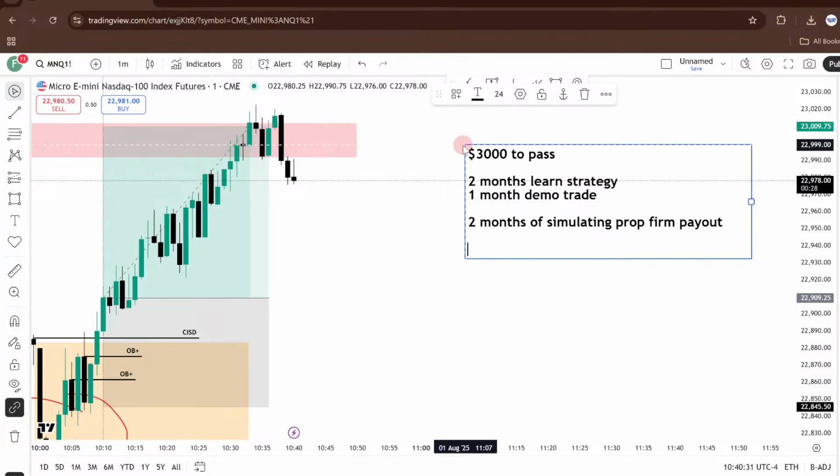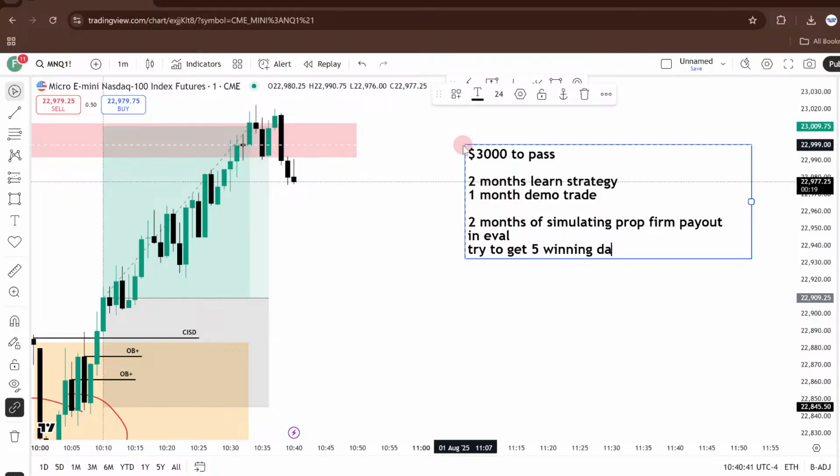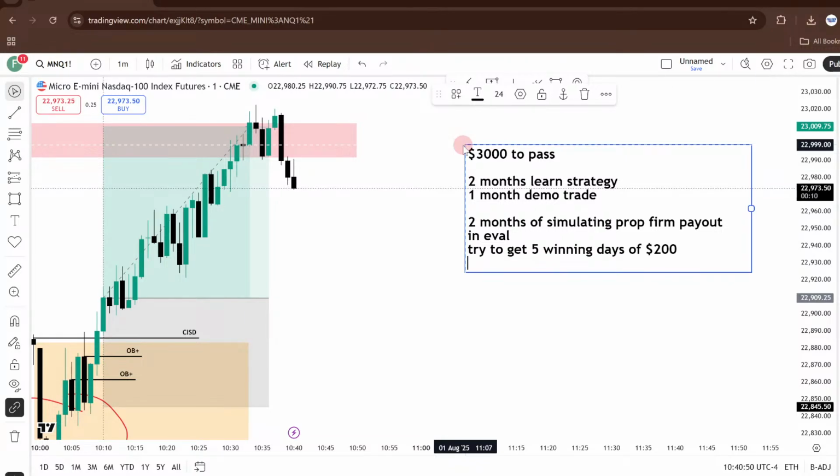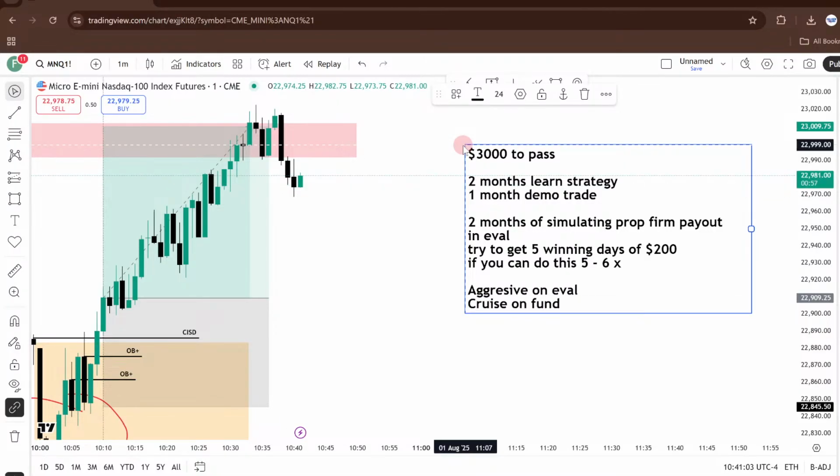So for example, in an eval, and take a screenshot if you want, what I would do for 2 months is I would try to get 5 winning days of $200. Doesn't have to be consecutive, but your goal is to simulate what you need for a prop firm payout. If you can do this 5 to 6 times, then this is what I've done, I go more aggressive on the eval and I cruise on the funded.